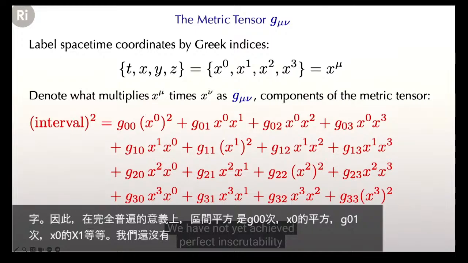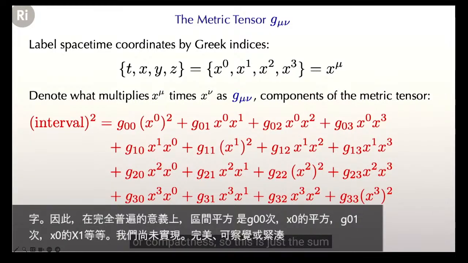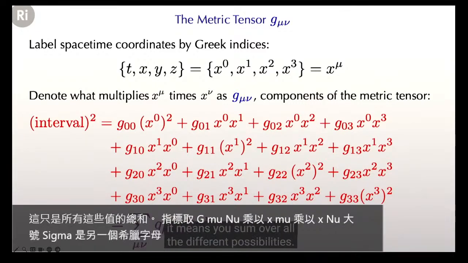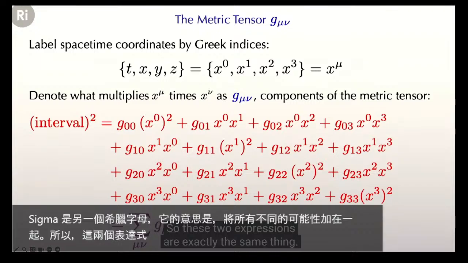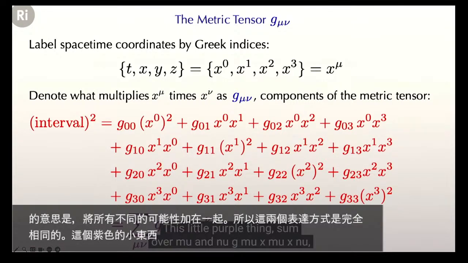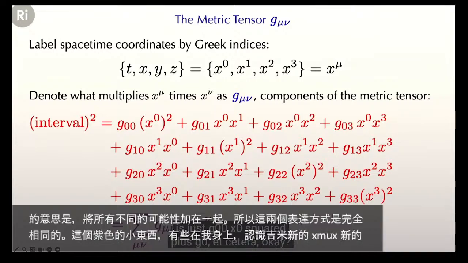We have not yet achieved perfect inscrutability or compactness, so this is just the sum over all those values the indices take of g mu nu times x mu x nu. That big sigma is another Greek letter. It means you sum over all the different possibilities. So these two expressions are exactly the same thing. This little purple thing, sum over mu and nu, g mu nu x mu x nu, is just g00 x0 squared plus g01, etc.